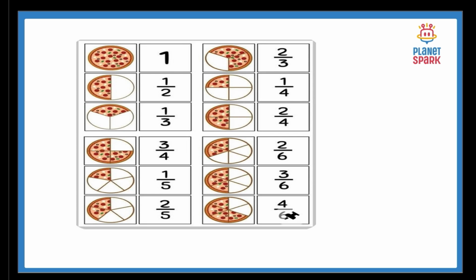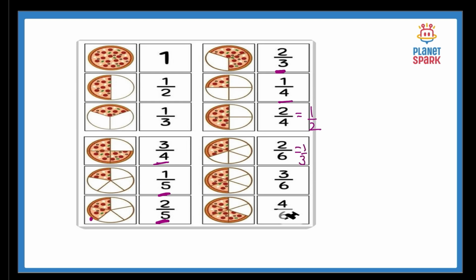One whole pizza will represent 1 over 1, which is one whole. If the pizza is divided into 2 parts, half is being eaten, half is left, it is 1 over 2. If the pizza is divided into 3 parts, 1 is eaten, it's 1 over 3. If the pizza is divided into 4 parts, out of which 1 is eaten, so 3 are left, it is 3 over 4. Next one is 1 over 5, then 2 over 5.